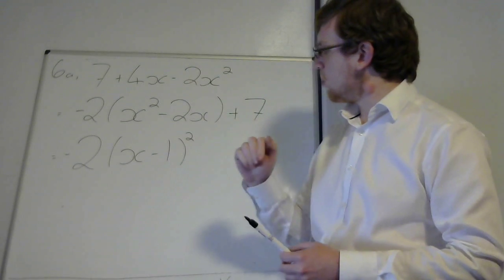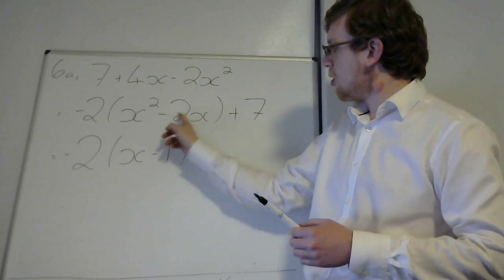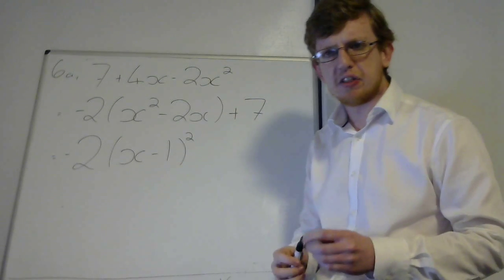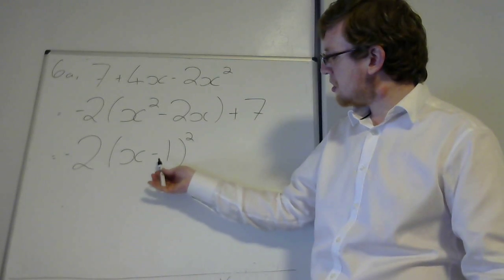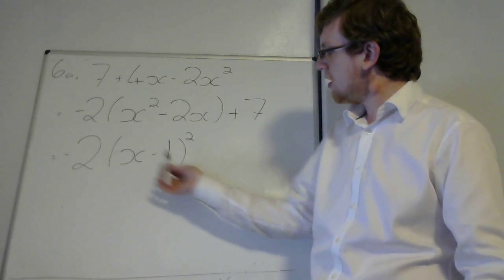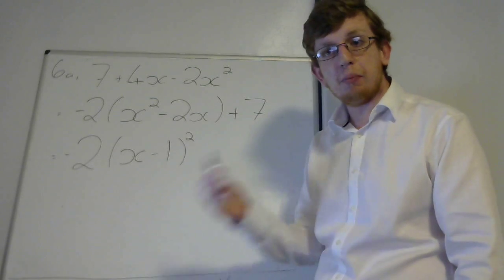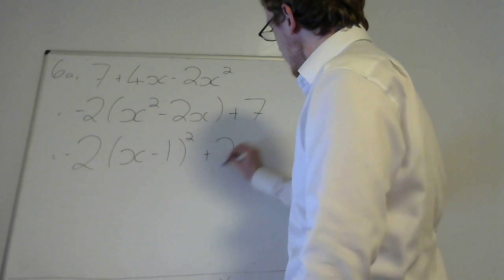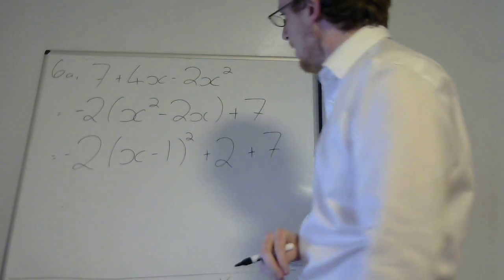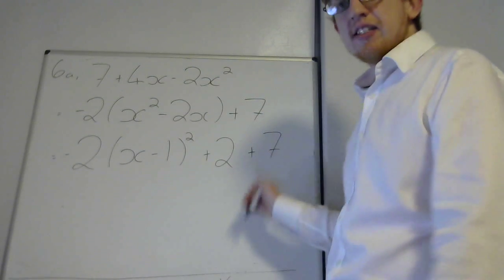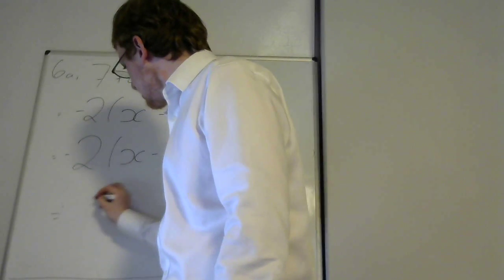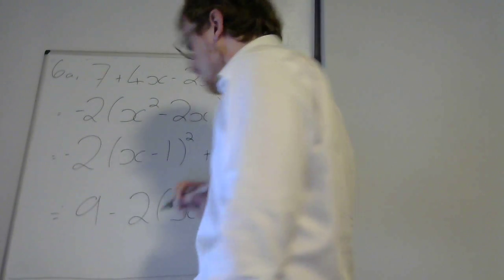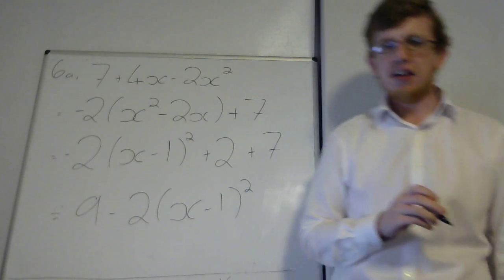So x minus 1 all squared gives me x squared minus 2x, but then I've got to think about the number and undo the number I've introduced here. Minus 1 squared is plus 1 multiplied by minus 2, so I've got a minus 2 that I need to get rid of. How do I get rid of it? I add 2. I do the opposite. So plus 2, and I've still got that plus 7. 7 plus 2 is 9, so that's 9 take away 2 lots of x minus 1 squared, for 2 marks. There you go. Not too bad.